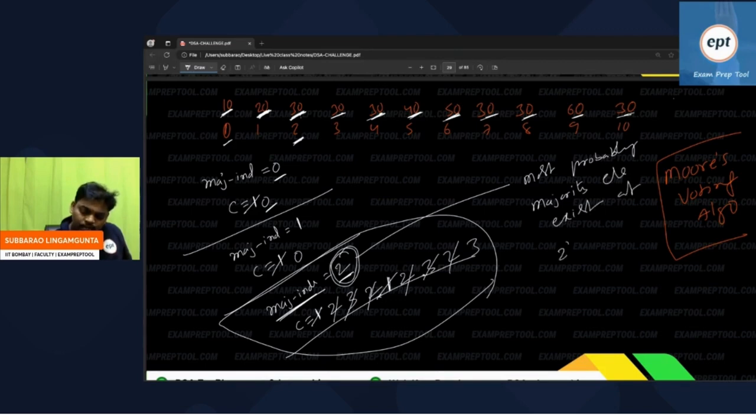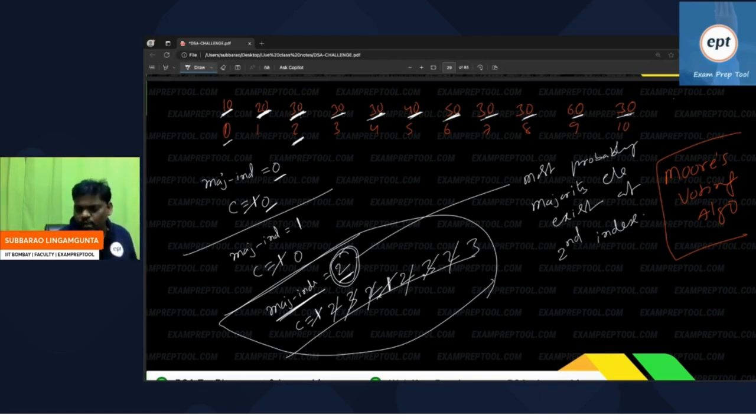At the second index, it will give the most probable. Most probably the majority element exists at the second index. Now some people are asking, sir, what should I do now? Very simple, right? We only compare. Now this person, at second index, is 30. So compare that person.